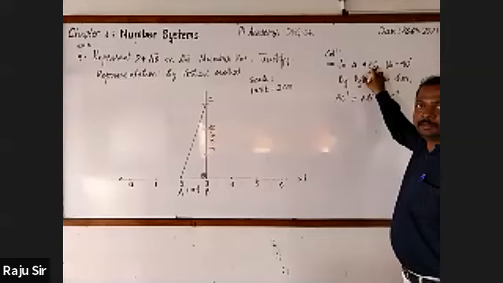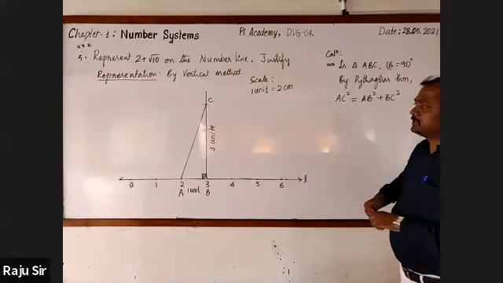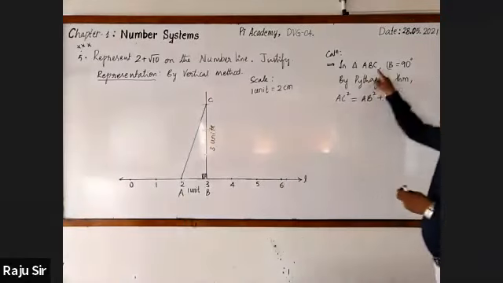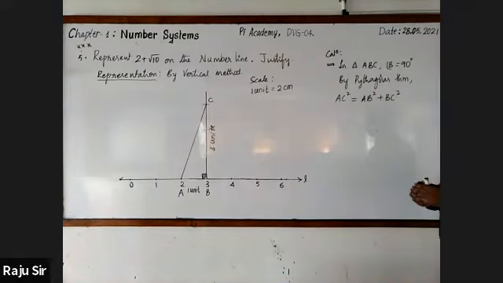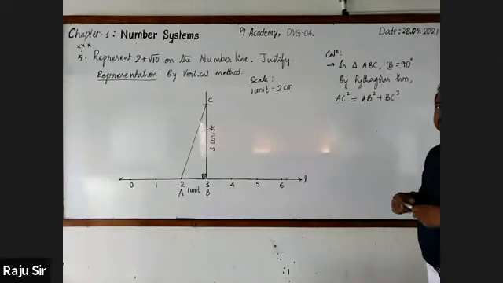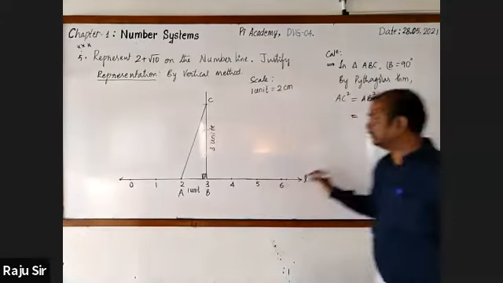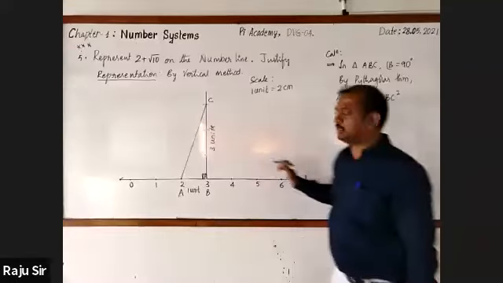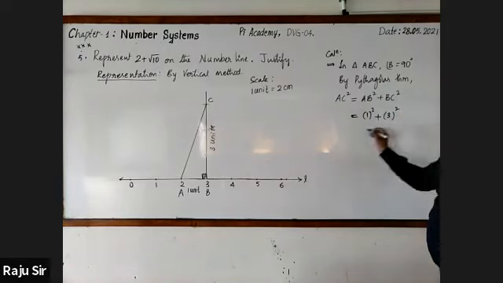Calculation. In triangle ABC, angle B is 90 degrees. Please write. In triangle ABC, angle B is 90 degrees. By Pythagoras theorem, AC square equal to AB square plus BC square. Now, where AB is 1 unit plus BC, it is 3 units, 3 whole square.